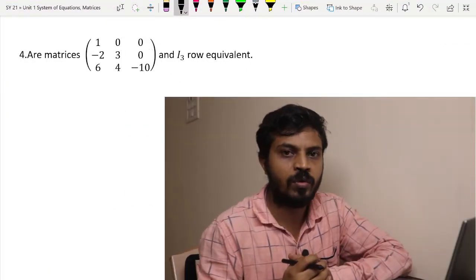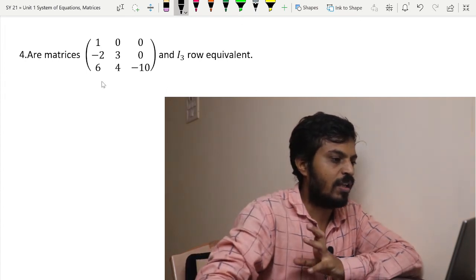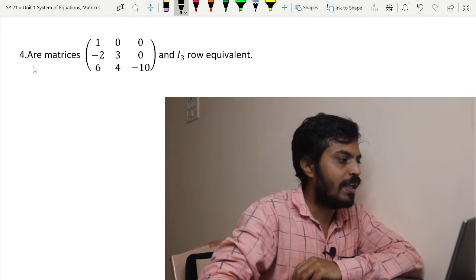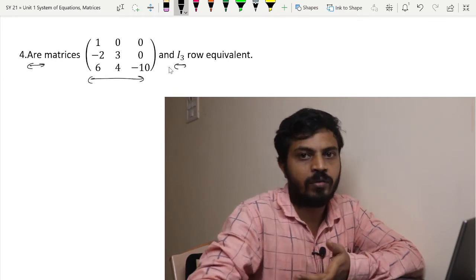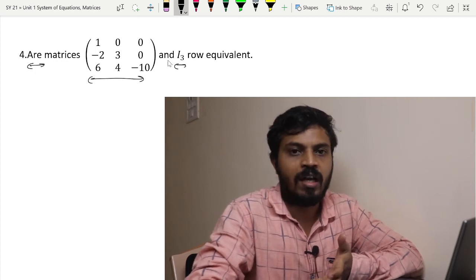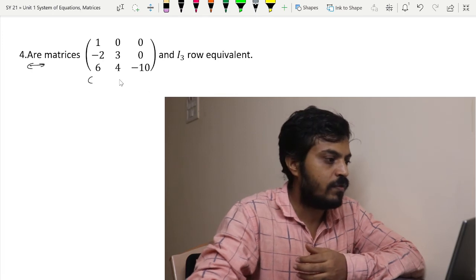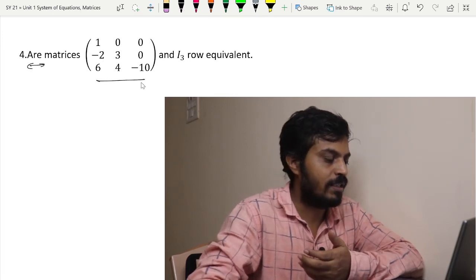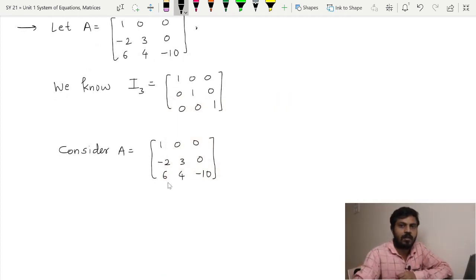Now we will move towards the next example. Over here we have not exactly to show, but they are asking whether this matrix and I3 are row equivalent. Now we already know I3 is nothing but the identity matrix. So first of all, I will give this matrix a name.